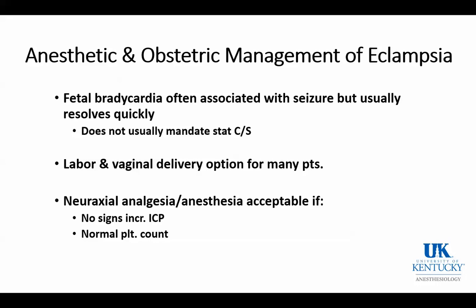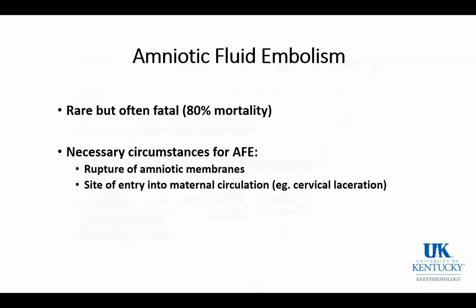As I said, in many of these patients, once they've had the seizure, it's treated, and they've started magnesium sulfate, it's actually reasonable to consider labor and a vaginal delivery if they think this is a labor that's going to progress relatively quickly. They're not going to attempt, probably in a preeclamptic patient, a labor induction in someone who has a closed and thick cervix. But if they have a favorable cervix, they're already starting to contract some, they may attempt a vaginal delivery. As long as there are no current signs of increased ICP and the patient has a normal platelet count, you can offer neuraxial analgesia for labor and neuraxial anesthesia for C-section in patients who've had eclampsia.